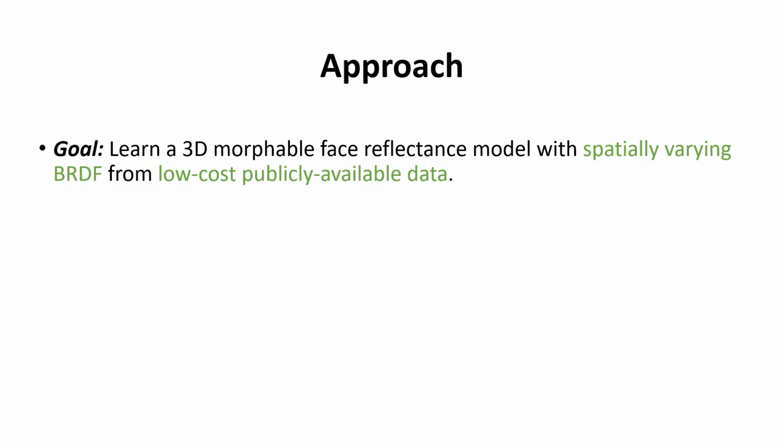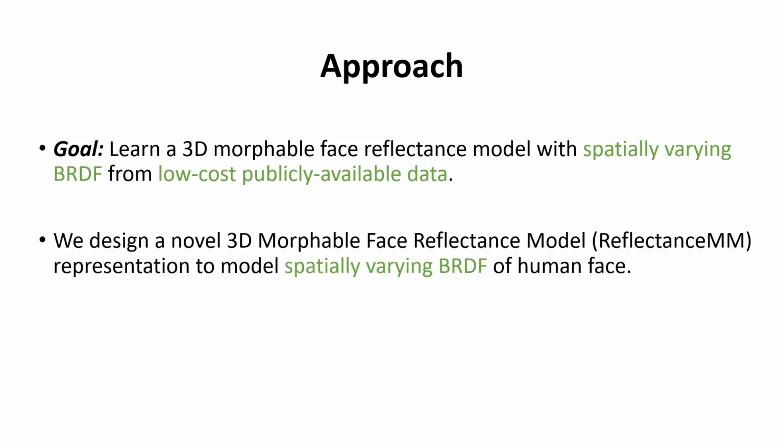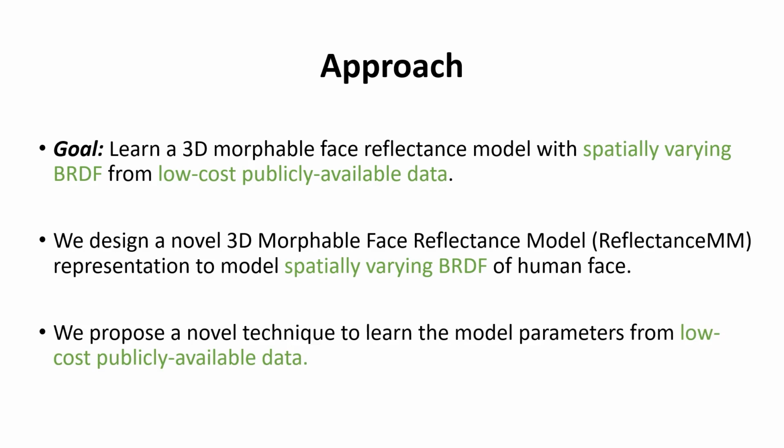Recall that our goal is to learn a 3D morphable face reflectance model with spatially varying BRDF from low-cost publicly available data. To this end, we design Reflectance MM, a novel 3D morphable face reflectance model representation to model spatially varying BRDF of human face. To train our model, we propose a novel technique to learn the model parameters from low-cost publicly available data.